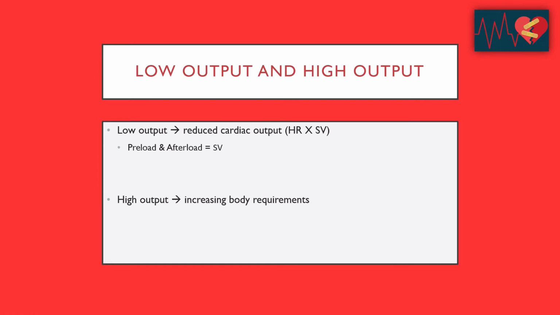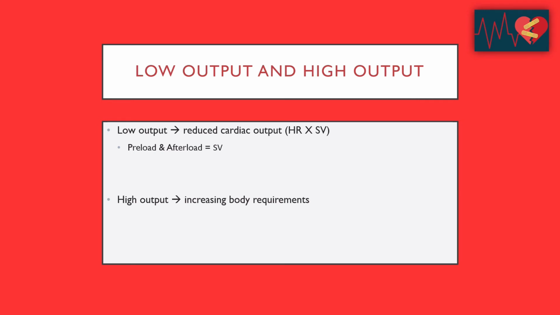A final way of classifying heart failure is through low output and high output. Low output literally means reduced cardiac output. Remember on the previous slide, I talked about systolic failure and diastolic failure leading to reduced cardiac output in different ways, which means low output heart failure can be an umbrella term for both systolic and diastolic failure. The terms feed into each other, so don't take these as completely separate entities, just remember that they're linked together in some way.